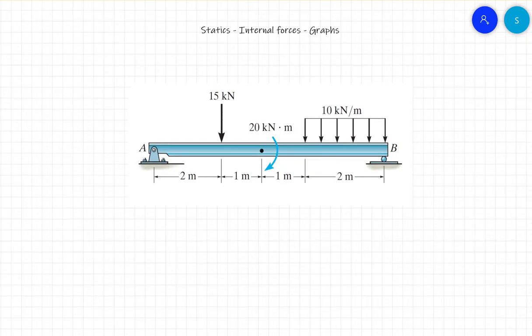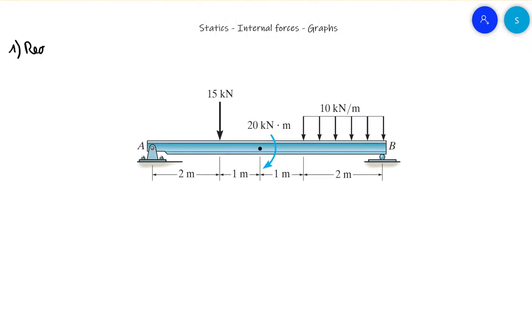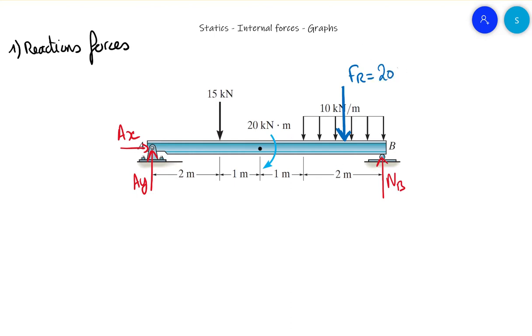So step 1, find the reaction force. And I thought we will cut the diagrams. So we have Ay, Ax if we look at the pin connection, and NB. We need to replace this load by just one resultant force, and the resultant force is equal to 10 times 2, so 20 kilonewton, and the location is 1 meter from B.